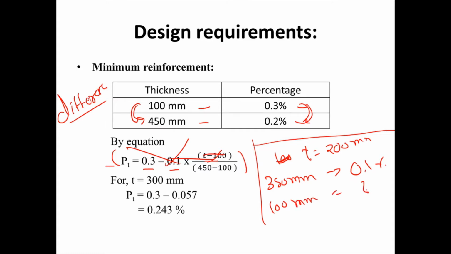What is the difference between the percentages? It is a simple mathematical step. You can find the difference here. After finding the difference, subtract it from 0.3, and you can find PT easily. So it is a simple step.